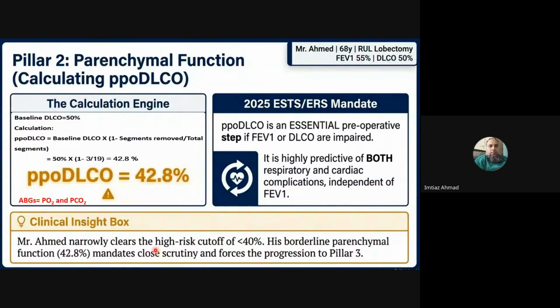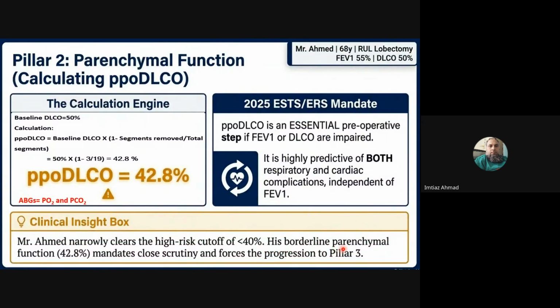Now moving to the second pillar, that is parenchymal function, calculating predicted post-op DLCO. It has the same formula, in which baseline DLCO, which is 50%, is used, and the predicted post-operative value of DLCO is found out. This baseline DLCO is multiplied by 1 minus segments removed divided by total segments. So 50 multiplied by 1 minus 3/19, the value will come out to be 42.8%. So this patient has narrowly cleared the high-risk cutoff of less than 40% for post-op respiratory complications.